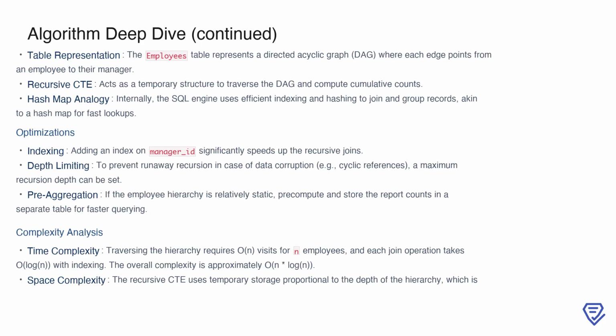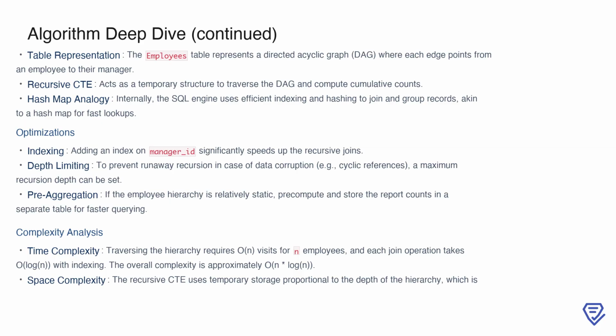The employees table serves as a directed acyclic graph, or DAG, where each edge points from an employee to their manager. This structure is traversed using the recursive CTE, which acts like a temporary table to propagate the counts of reports through the hierarchy. Internally, the SQL engine relies on indexing and hashing to perform joins and group operations efficiently, which can be likened to using a hash map for fast lookups.